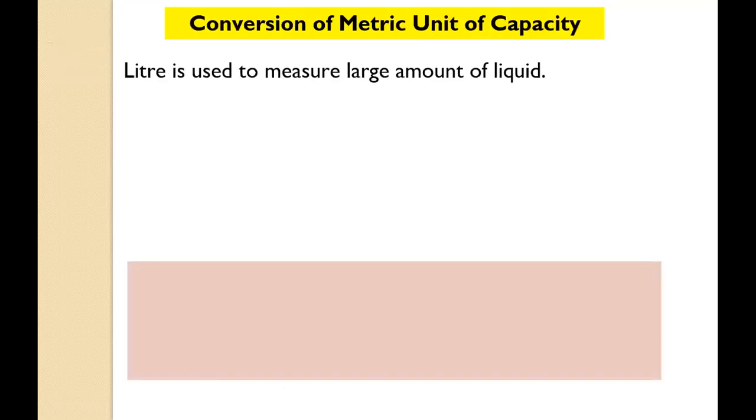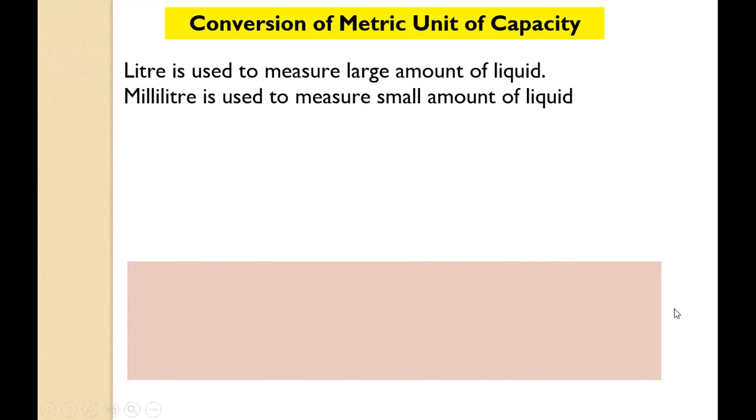Now remember, when we convert a metric unit of capacity, liter is used to measure a large amount of liquid. Milliliter is used to measure a small amount of liquid. So I want you to remember this one. Liter is for a larger amount of liquid, and milliliters are for things like perfume, shampoo, a pack of juice. Liters are for the big amounts.